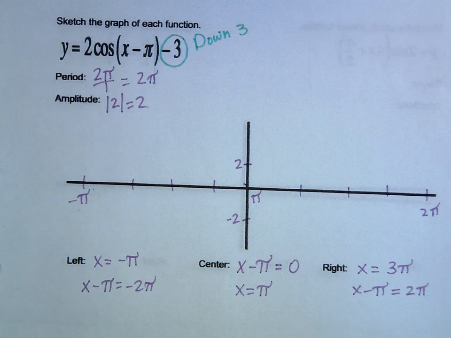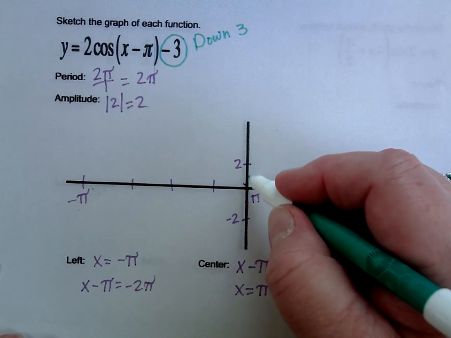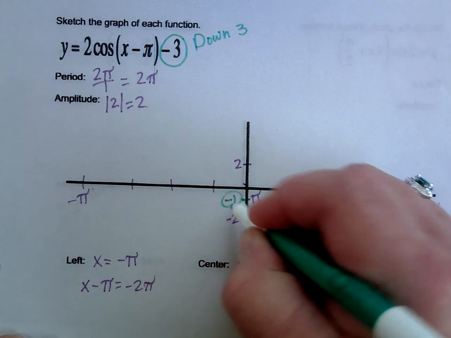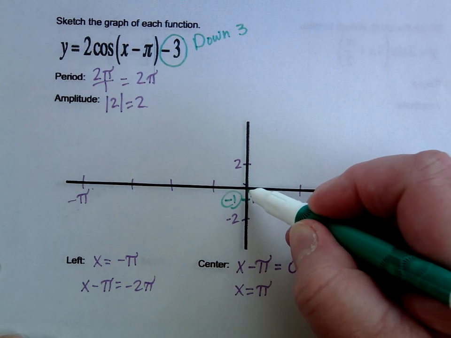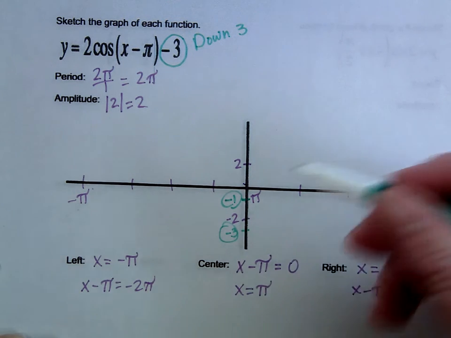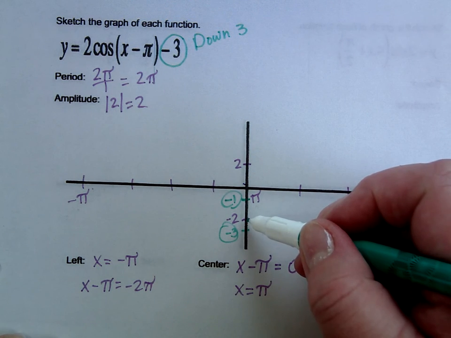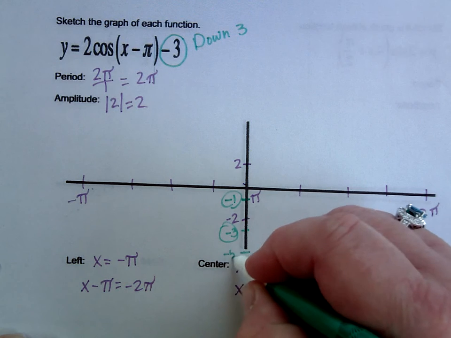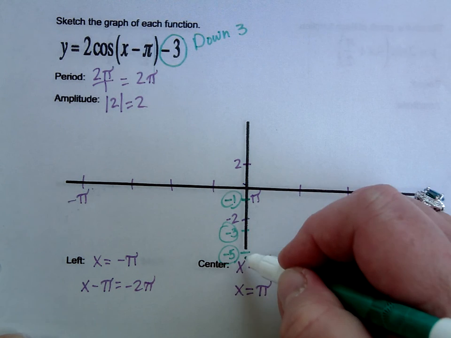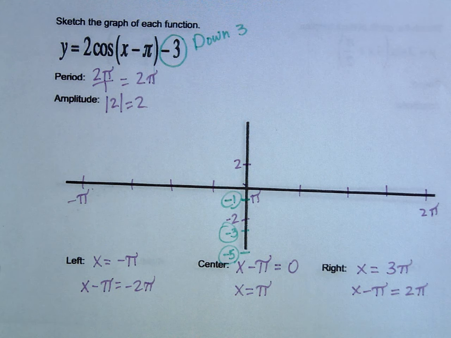Here goes. 2 minus 3 is negative 1. Now my top point's at negative 1. 0 minus 3 would be negative 3. This is now going to be my middle point. Negative 2 minus 3, negative 5. Here's my top, here's my middle, here's my bottom. That's how I'm going to dot this thing up.